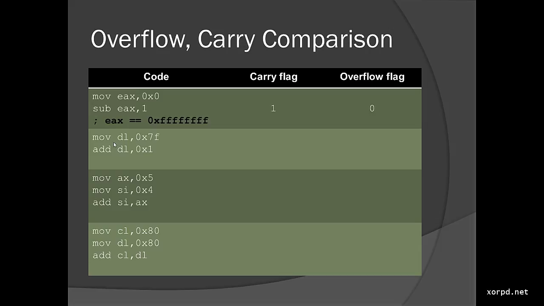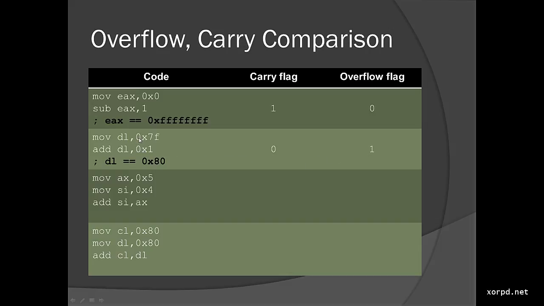Good. We have the result of DL equals 80, which is mostly expected. We just added 1 to this number. And we have that the carry flag is 0 and the overflow flag is set to 1. Let's try to explain.